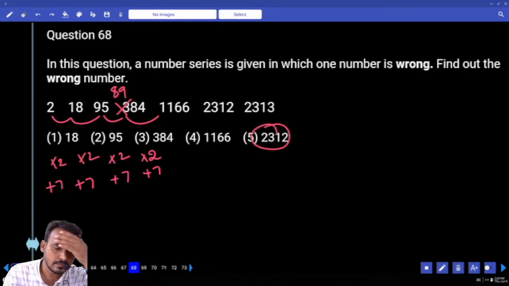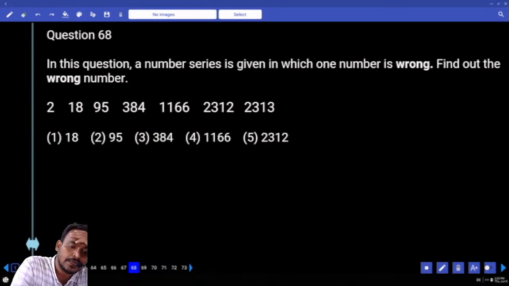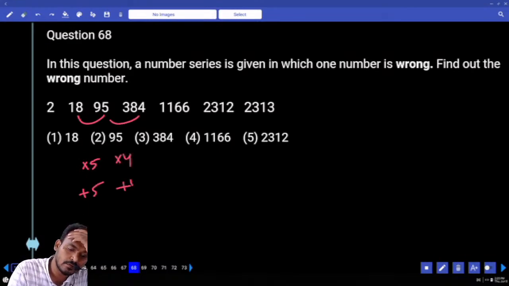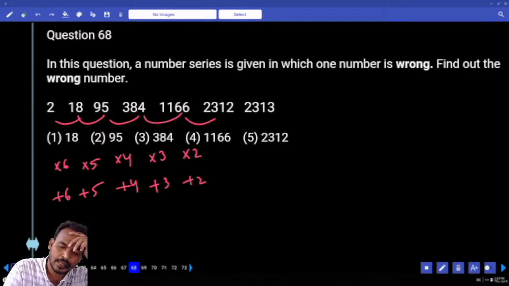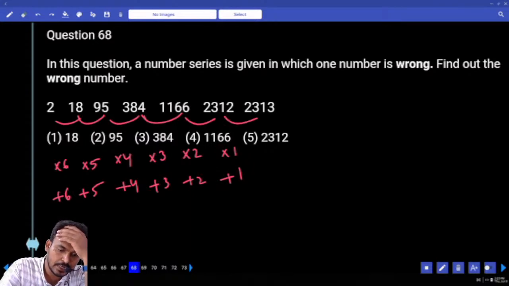18 to 95, how many times? Into 5 plus 5. 95 to 384 into 4 plus 4. Obviously previous one into 6 plus 6. That is the sequence. Obviously next one into 3 plus 3. Next one into 2 plus 2. And last one into 1 plus 1. Okay. And up to 384, 1161. It is correct or not?